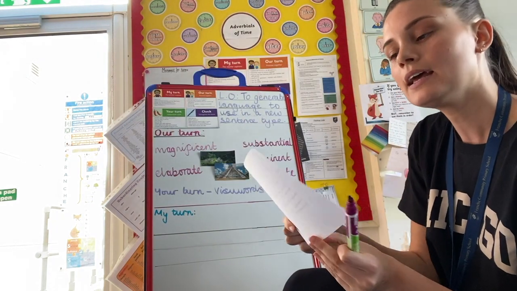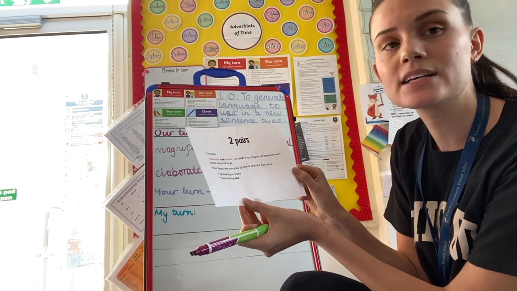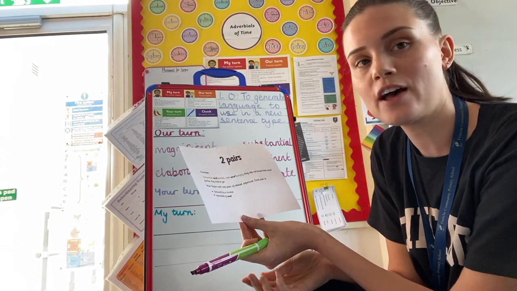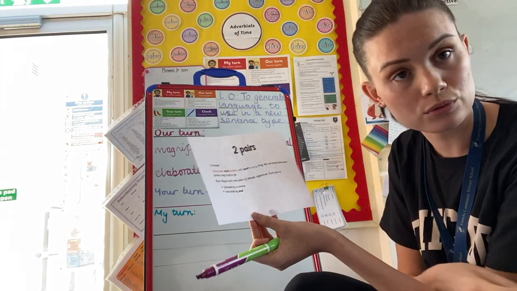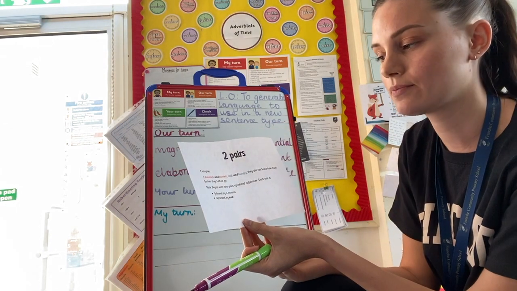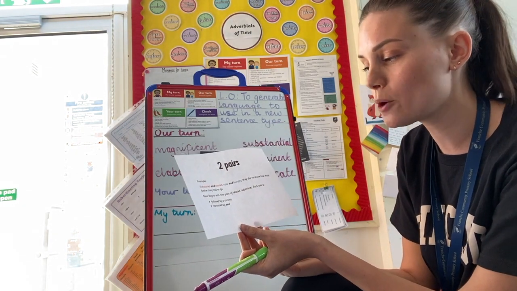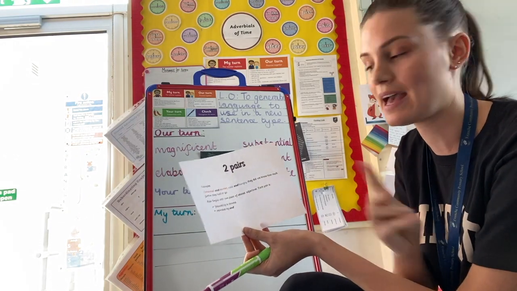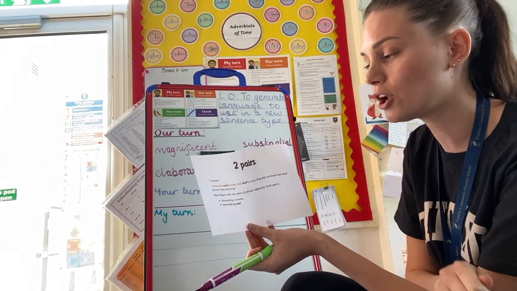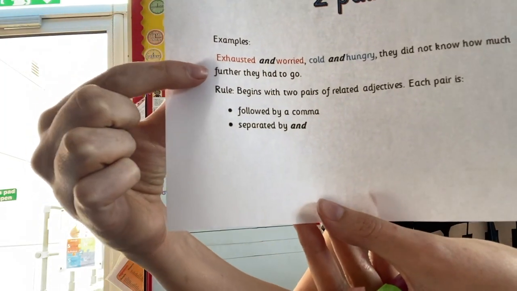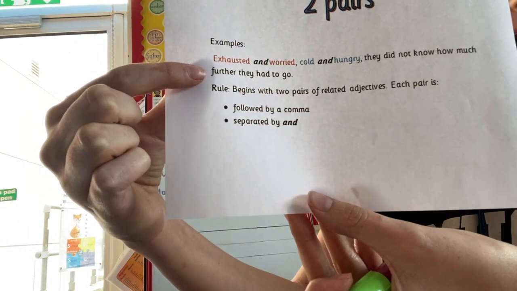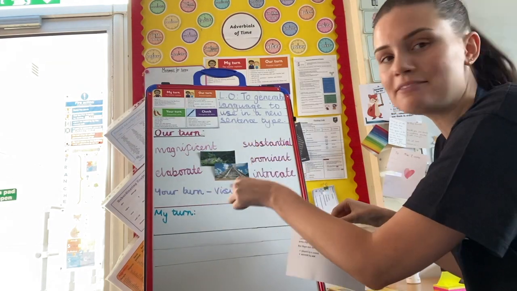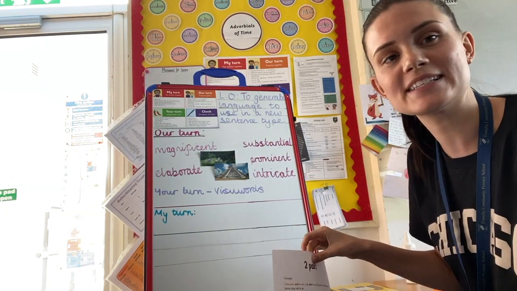So, examples for two pairs. Exhausted and worried, cold and hungry. They did not know how much further they had to go. Now, there are rules for two pairs sentences. The rule is that it begins with two pairs of related adjectives. So a pair of related adjectives, and it needs to have two pairs. Each pair is followed by a comma. So exhausted and worried, cold and hungry. And they are separated by and. Now, we already have our list of adjectives here, so this should be quite easy for us.